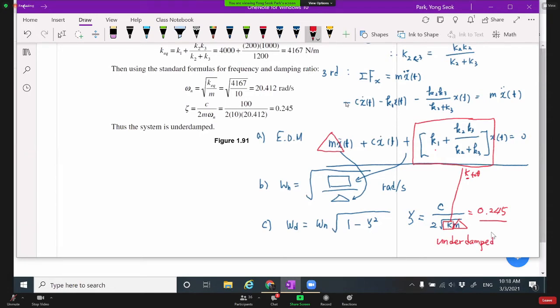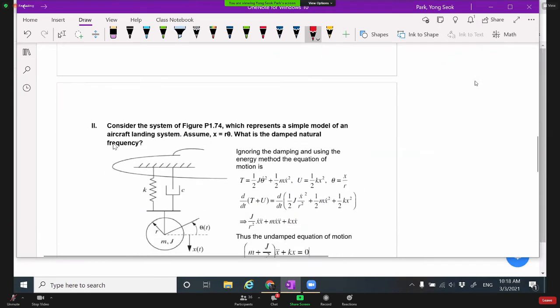So this is number 1 problem. We solve it. Okay? We should be able to solve it, right? Any questions about this? No? So we're moving on. Okay?